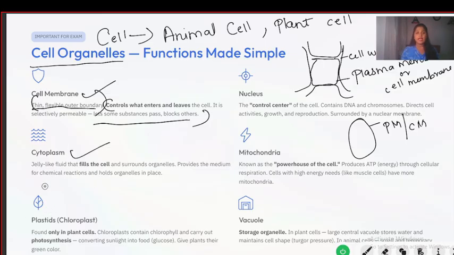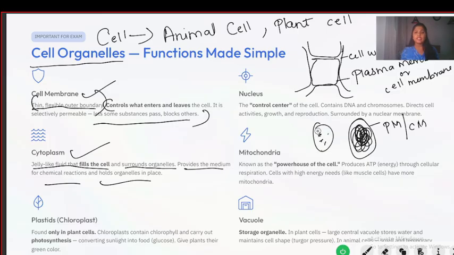Next, cytoplasm. Cytoplasm is a jelly-like fluid that fills the cell and surrounds the organelles. It provides a medium for chemical reactions and holds organelles in place. A cell has many organelles, right? The cytoplasm makes sure that all the cell organelles are present together, and also helps in certain cellular activities and chemical reactions. That is the role they play.